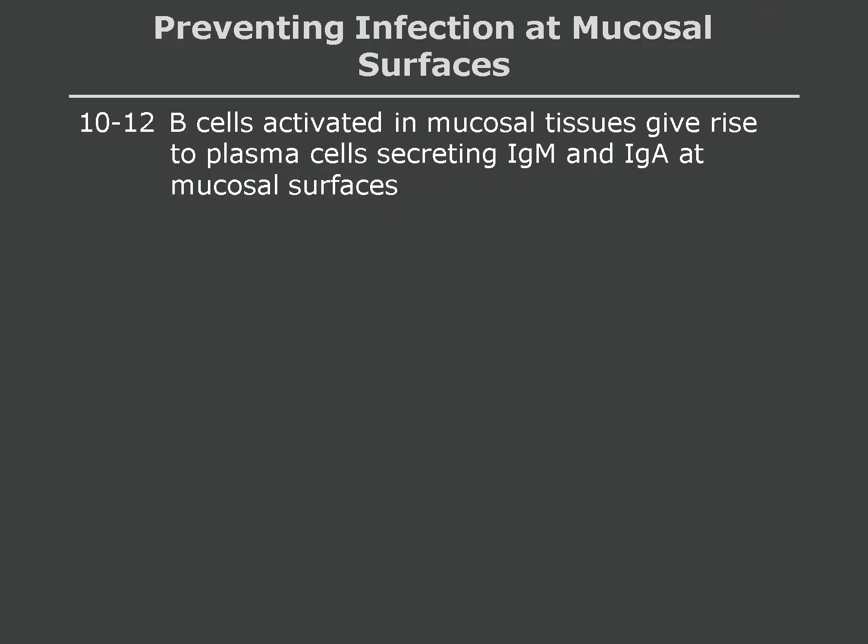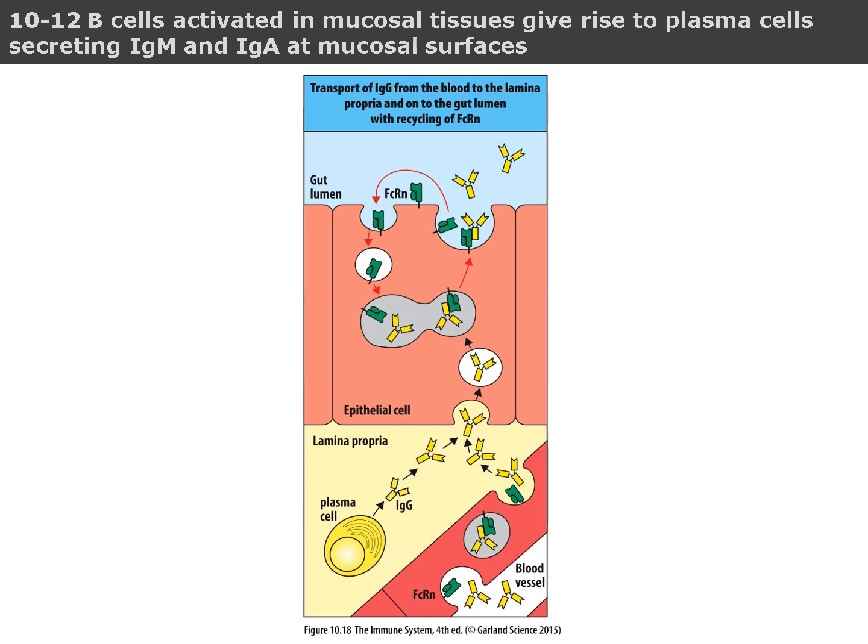B cells activated in mucosal tissues give rise to plasma cells secreting IgM and IgA at mucosal surfaces. B cells activated in mucosal tissues differentiate into plasma cells that produce immunoglobulins essential for local defense. These plasma cells reside in the lamina propria, where they secrete both IgM and IgA. IgA, produced in the lamina propria, is transported across epithelial cells into the gut lumen.